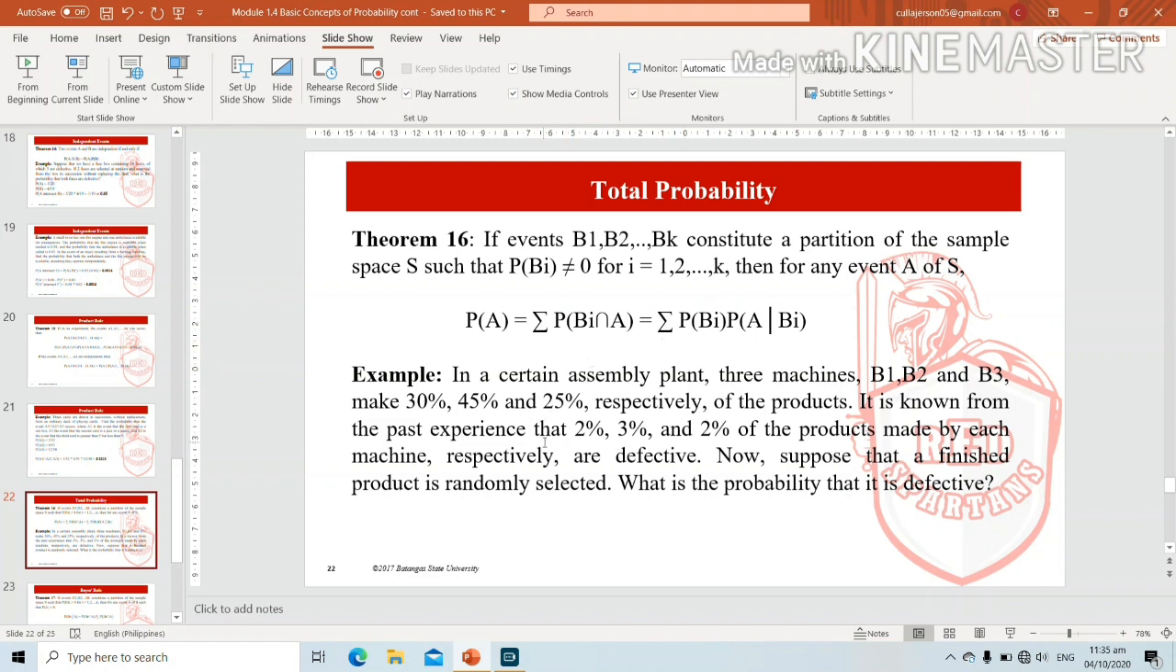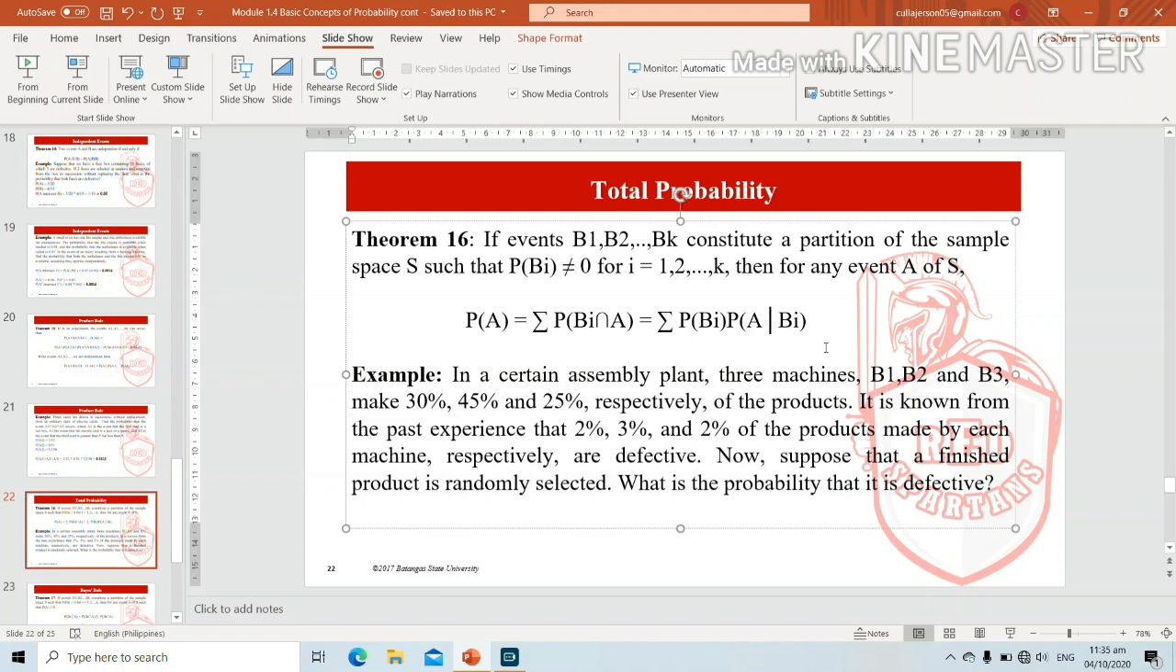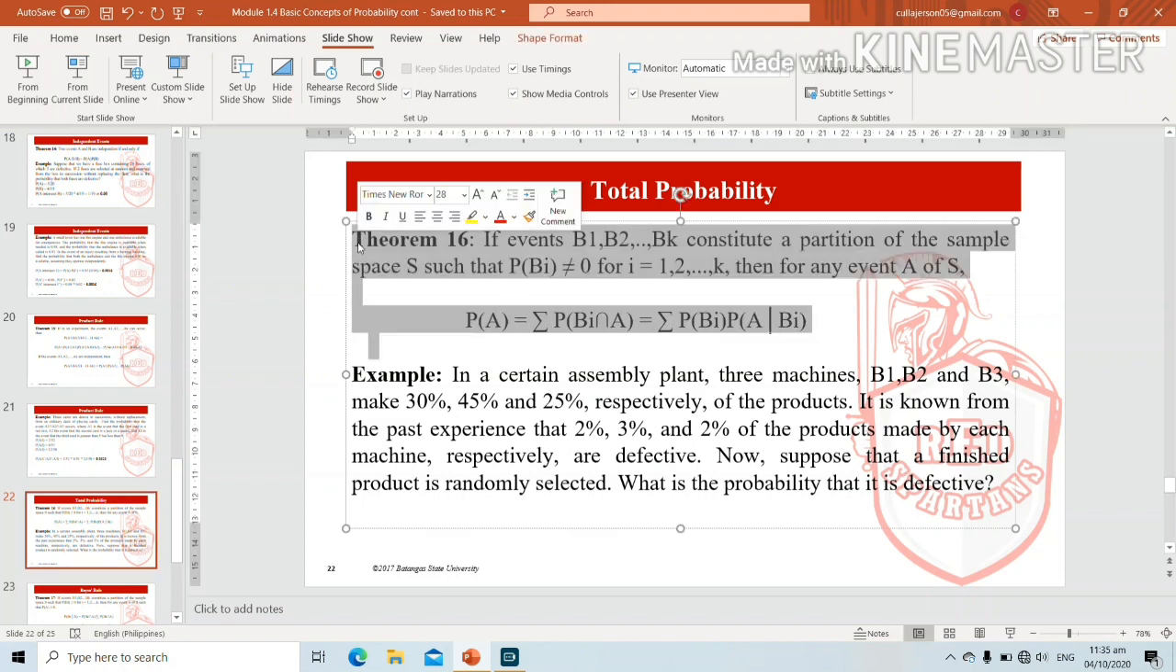So, kagaya nitong example, tanggalin muna natin to.